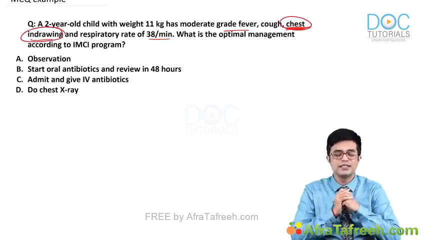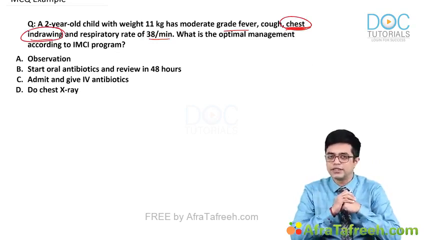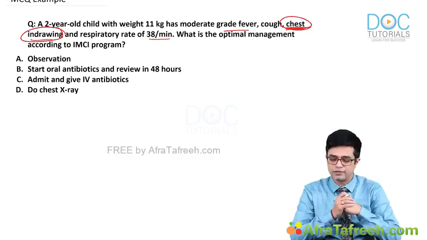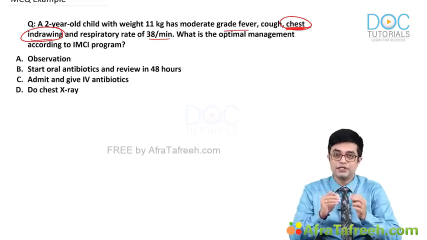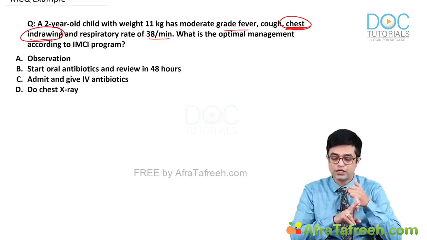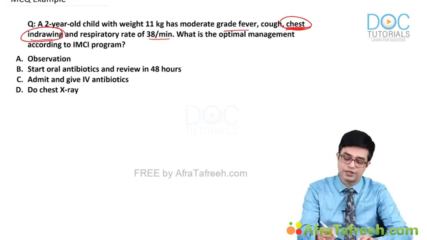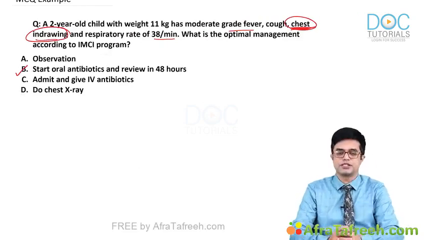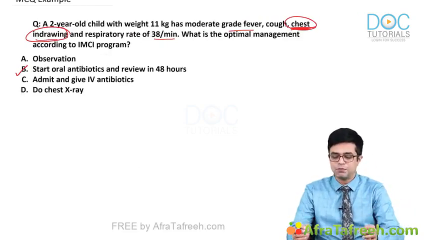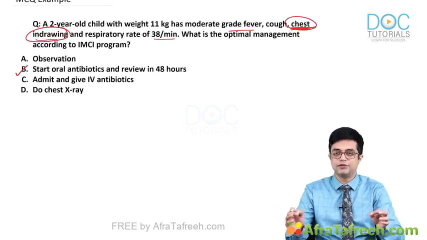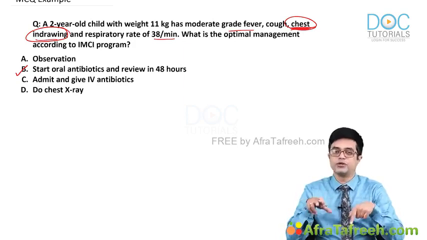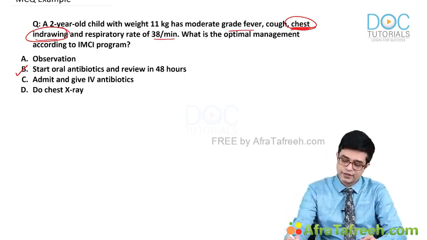Is there any danger sign in this child? There is no danger sign. 11 kg in a 2-year-old child is a fairly normal weight, right? So what is the optimal management according to IMCI? Any child diagnosed with pneumonia, you have to start oral antibiotics and review in 48 hours. So your answer will be B. This is how questions are asked. If you have understood the guidelines, implement them in the case, very easy. If you're not thorough with the guidelines, you bungle up, and you will not get your answer correct, right?